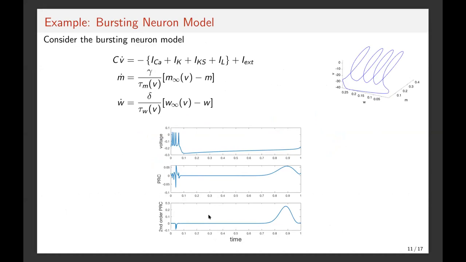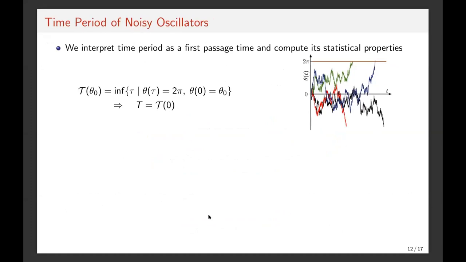All right, so there is one more thing that I want to talk about, and it's the time period of noisy oscillators, which we are interested in. And this gives when is the next time that the neuron would fire. And this is important again for our insect locomotion and the escape patterns. So we interpret the time period as a first passage time and then compute its statistics.